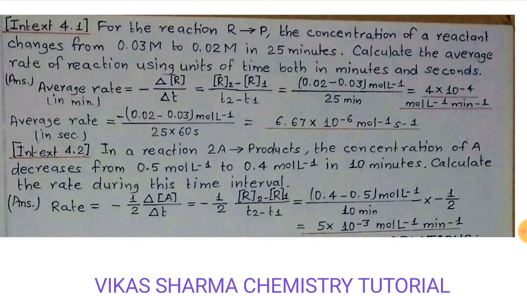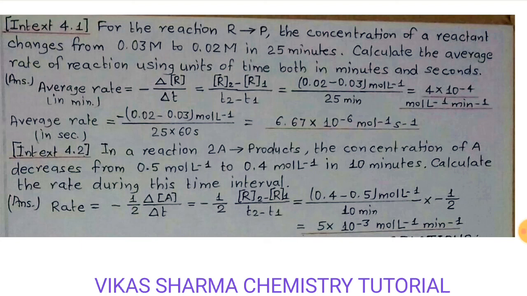If we convert the average rate into seconds, the concentration is the same, but we convert the 25 minutes into seconds, so the answer is 6.67 into 10 to the power minus 6 mole per liter per second.